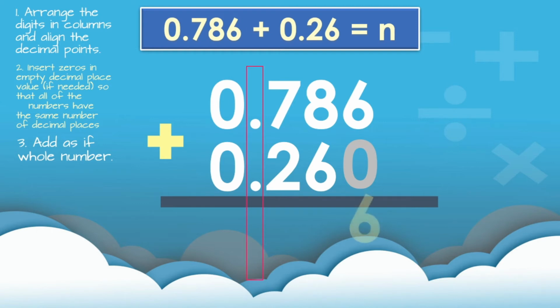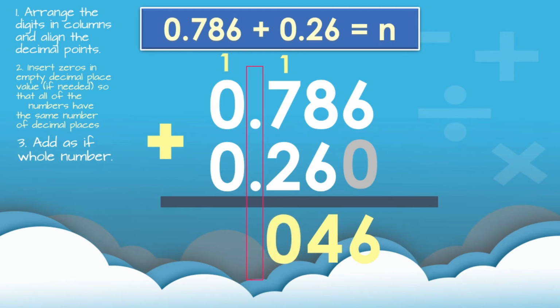6 plus 0, that gives us 6. 8 plus 6, that gives us 14. So, we're going to regroup. Bring down 4 and carry 1. Then 7 plus 2, that gives us 9, plus carry 1, that gives us 10. So, regroup again. Put 0 and carry 1. 1 plus 0, that gives us 1. So, we now have our answer, 1046.